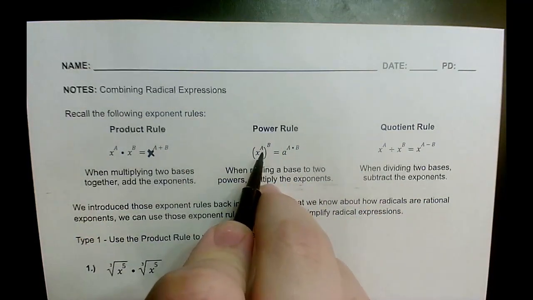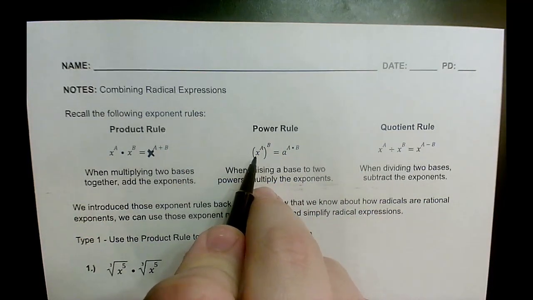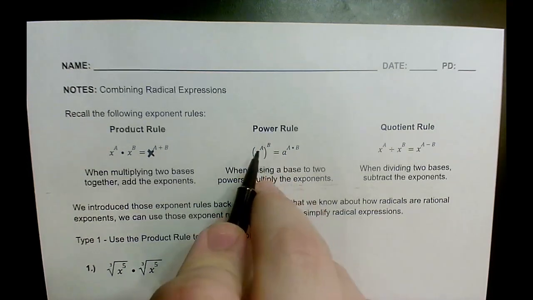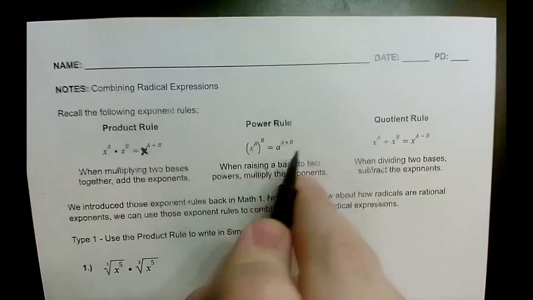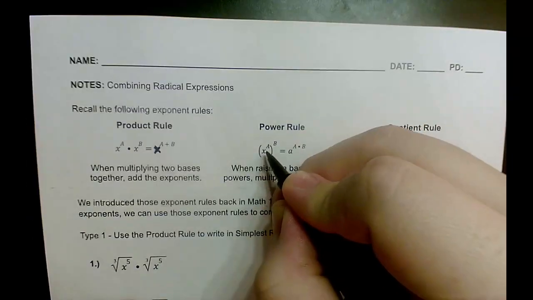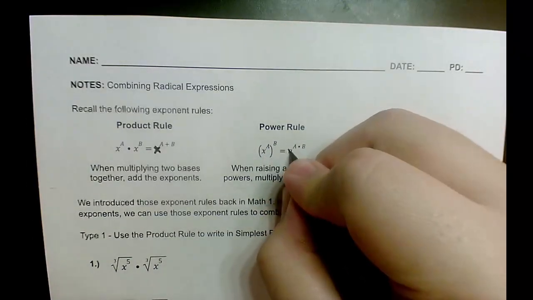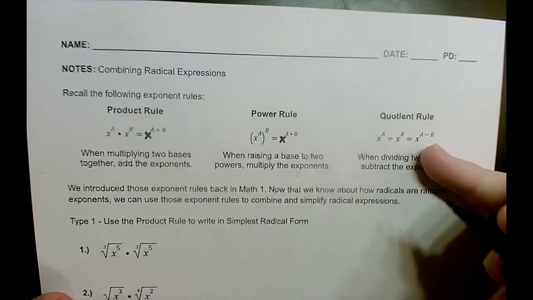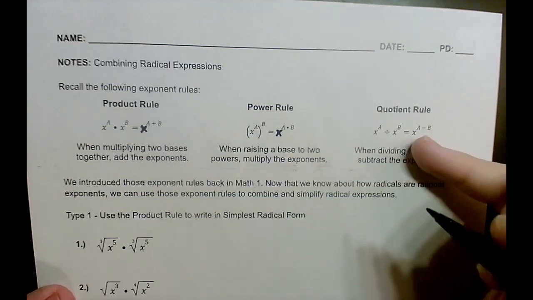For the power rule, this says, hey, what if I have something raised to a power, but then I go ahead and slap another power on that? So a power to a power. Well, you just multiply those exponents. So x to the a to the b gives you x to the a times b power.